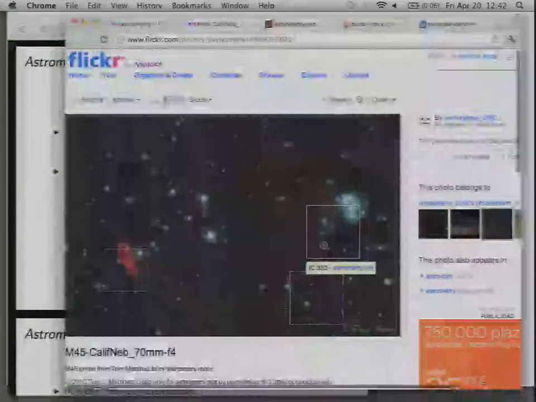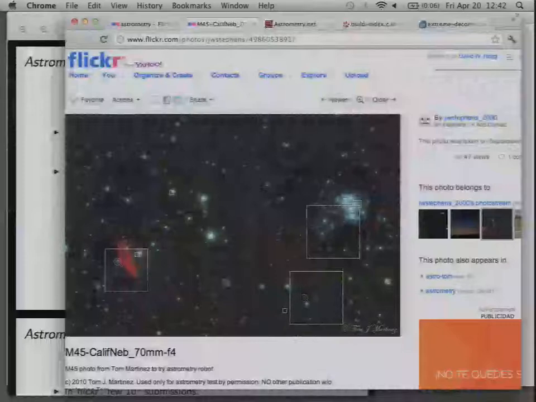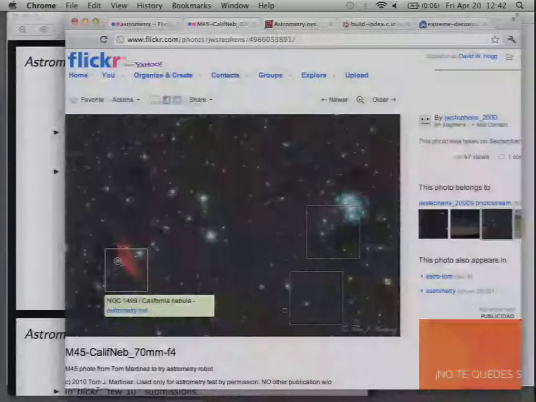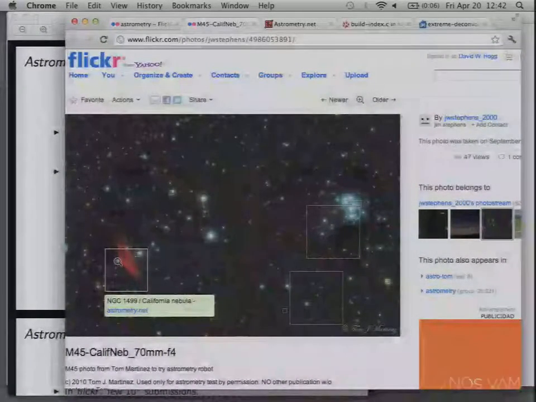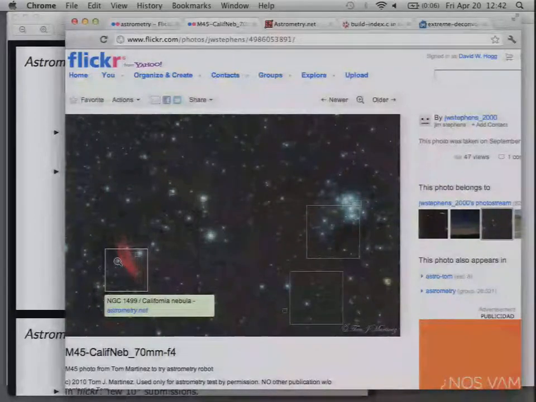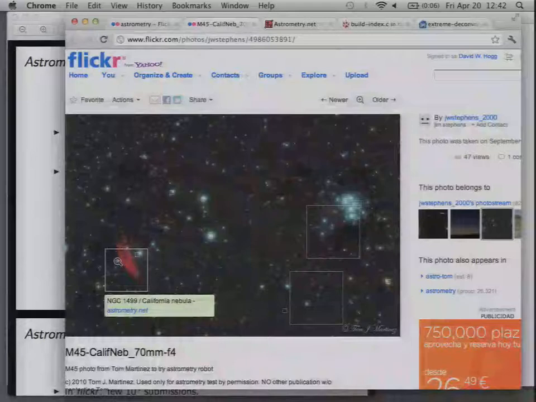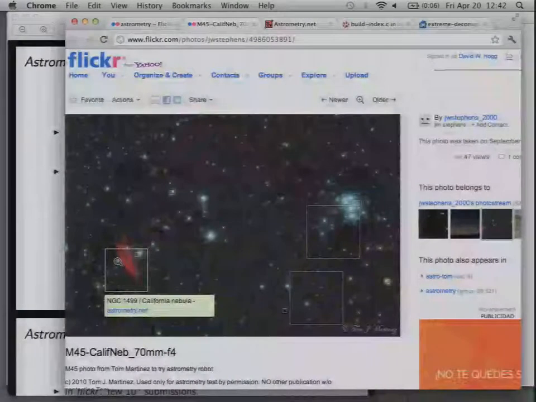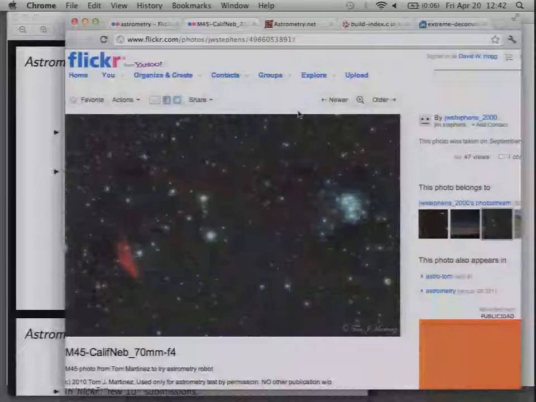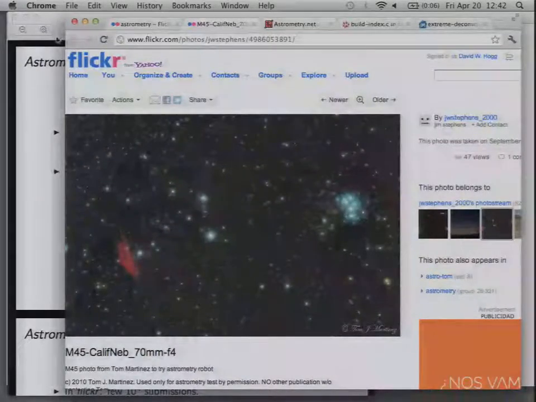And the most amusing thing is we do this, you see? Look, there's the California Nebula. See, there's the California Nebula. The funny thing is I didn't choose the image to have that in it, but it happens to have it in it. And astrometry.net has very helpfully tagged the California Nebula in the image. Okay, good. I just wanted to show that off.